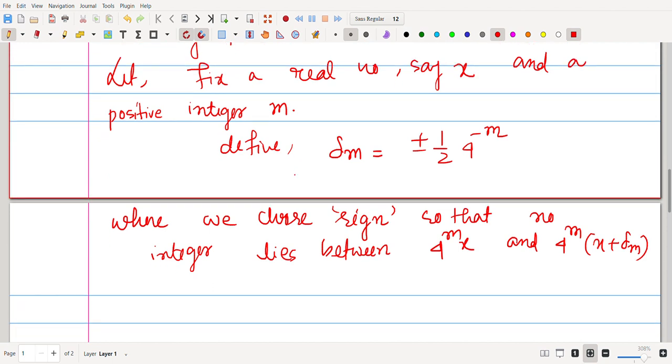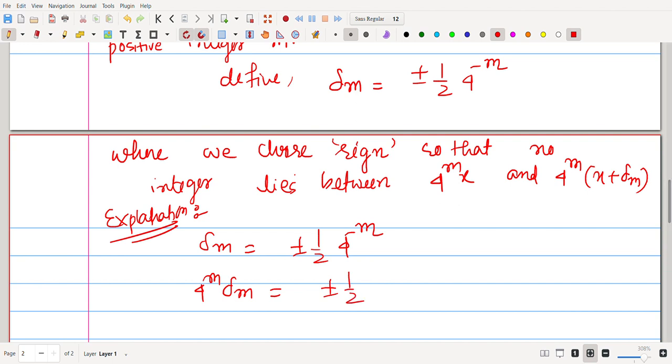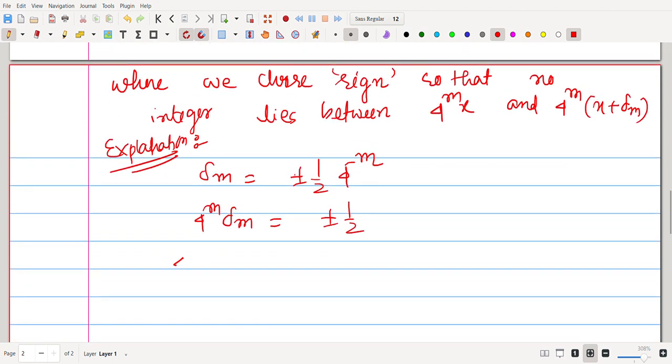Let me explain this line. See, delta m equals plus or minus half of 4 to the power minus m. That means 4^m delta m is plus or minus half, right? So you will choose the sign in such a way that there is no integer in between 4^m x and 4^m x plus 4^m delta m.